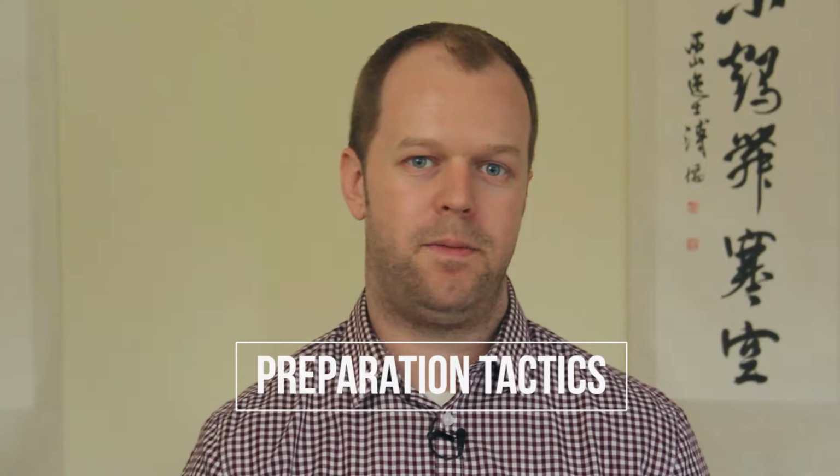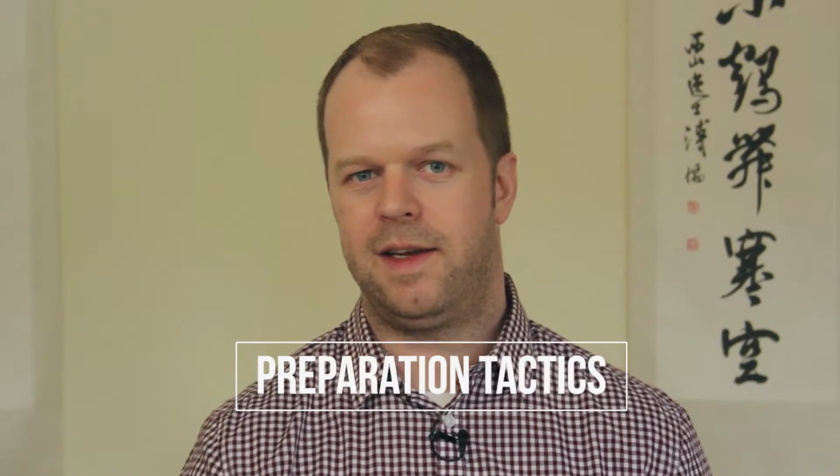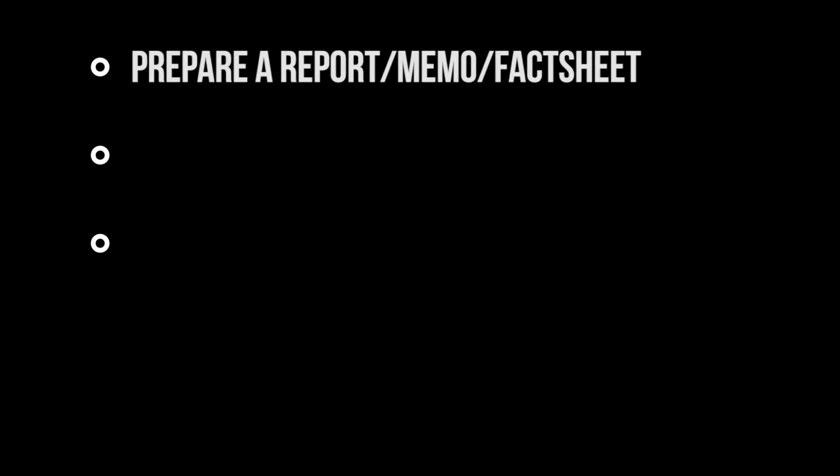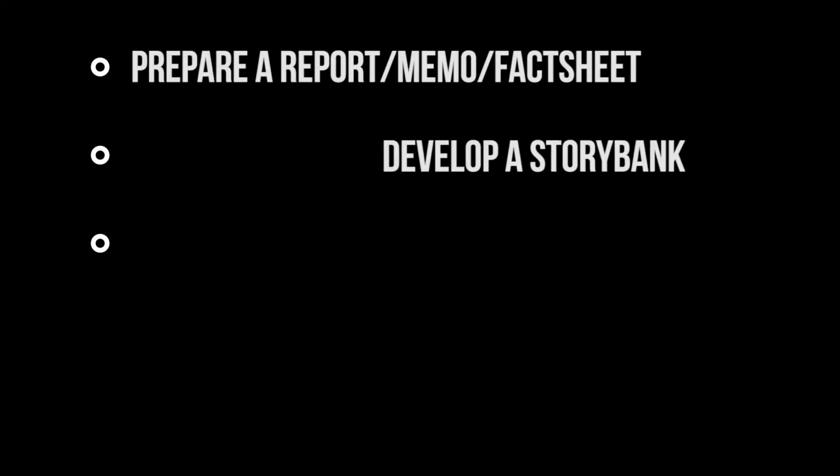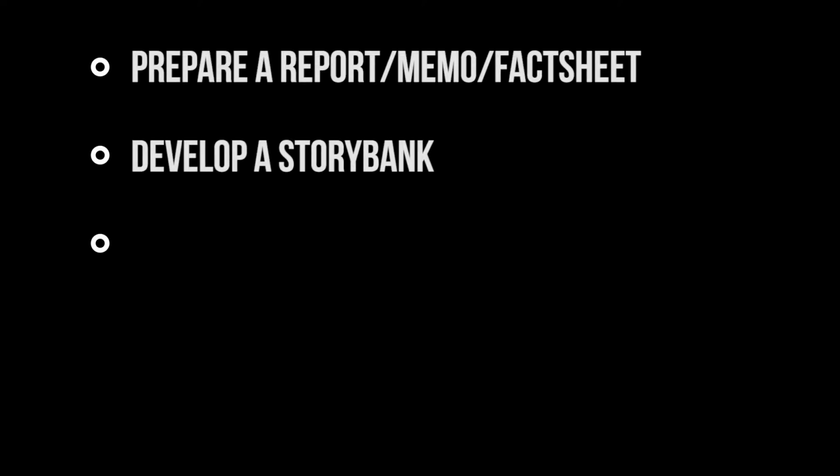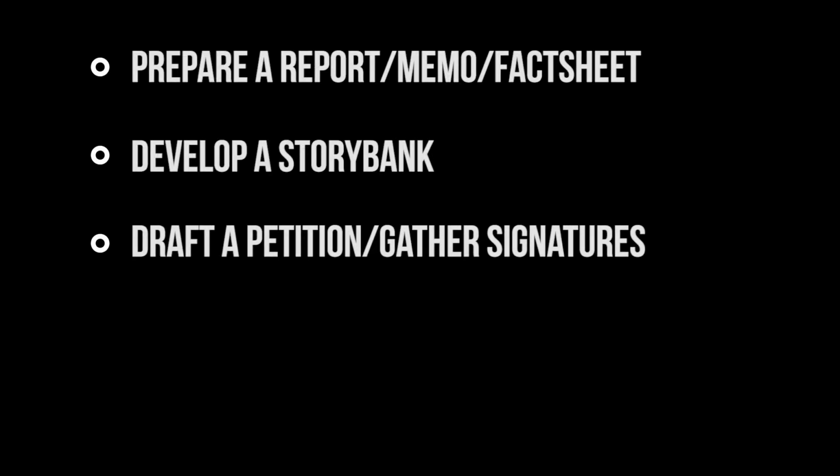To begin with, before you even start your campaign, you may want to take some preparation steps. These are tactics that are not applying any direct leverage to your legislator yet, but this is going to lay the groundwork for some of your later organizing. Examples of preparation tactics could involve preparing a report, a memo, or a fact sheet on the state of healthcare in your district. It could be developing a story bank of people who are directly affected by the healthcare system in the district, or perhaps drafting a petition or an open letter and starting to collect signatures from individuals and organizations.